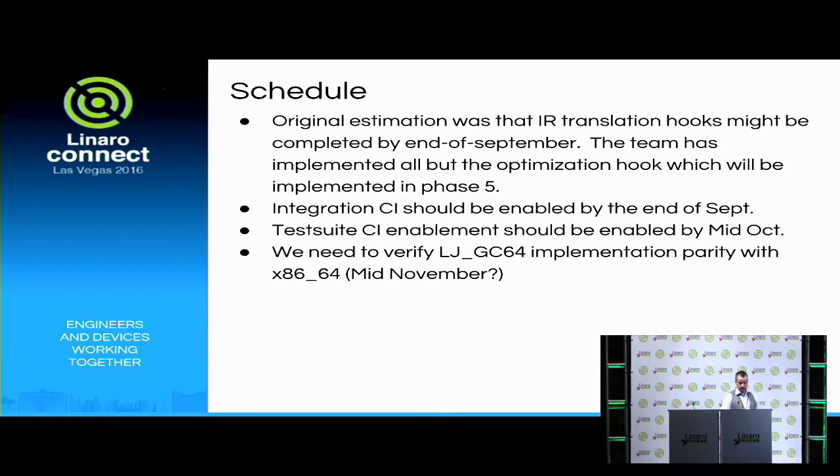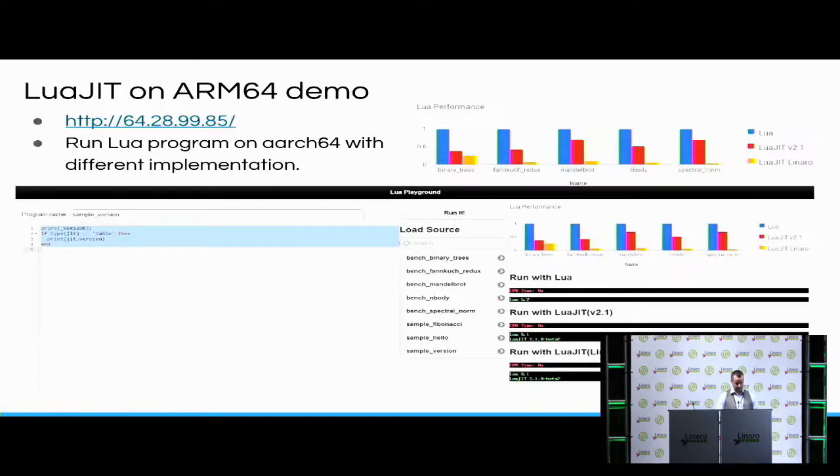So as far as the schedule is concerned, we did hit our original estimates right on. So I would like to congratulate the team on that. They did a fantastic job. We are hoping to complete the enablement of our test suite by September. I have this slide wrong. And integration in CI by mid-October. And we need to verify that LJGC64 is at parity with x86-64. So that's the full status.